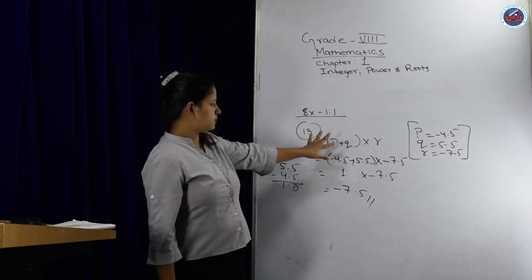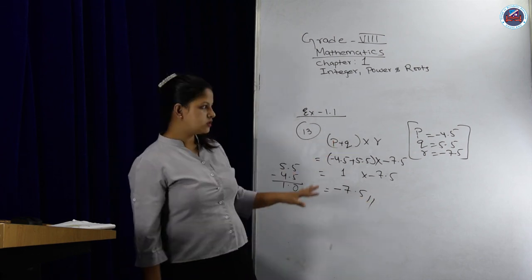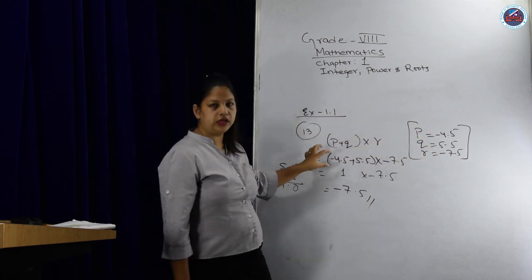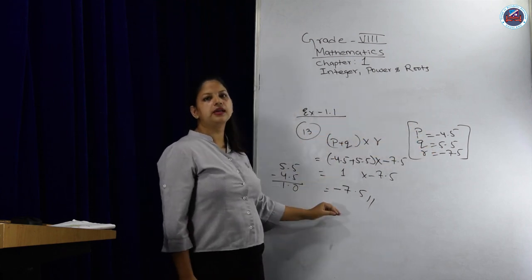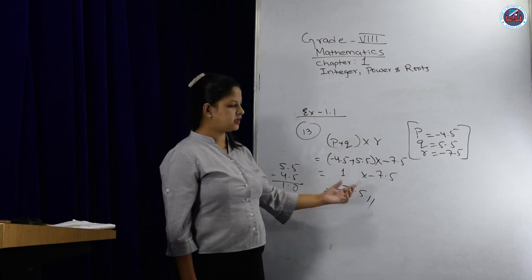So sometimes a question might come in terms of P, Q, R. So there, if values are given, you put the values. If not given, you follow the basic algebra of plus, minus and write the answer in the end.